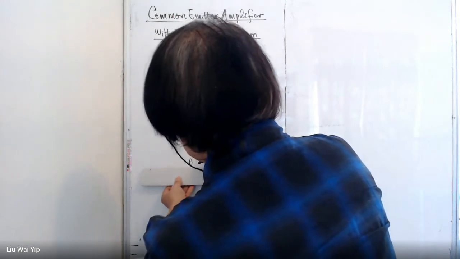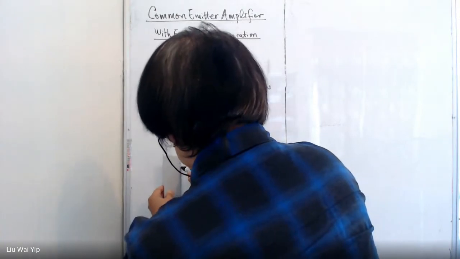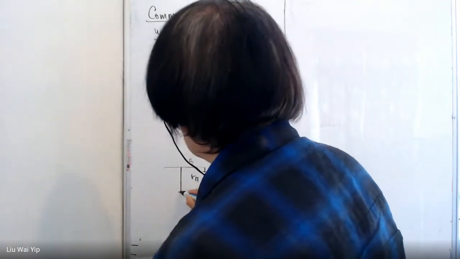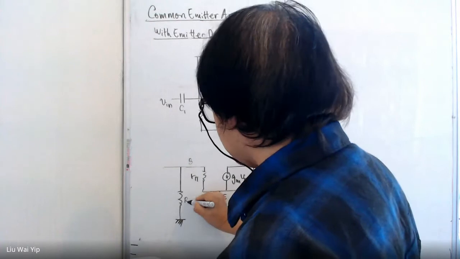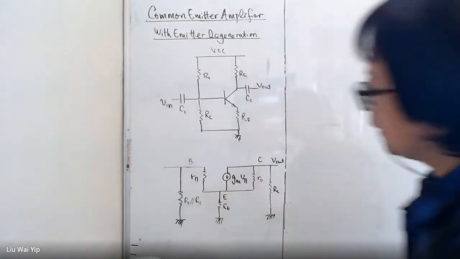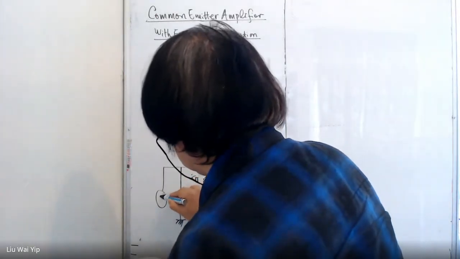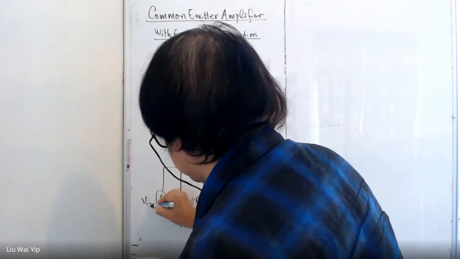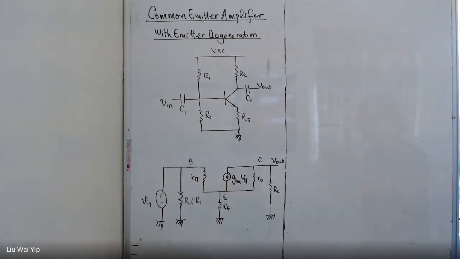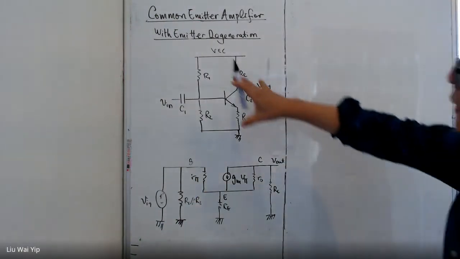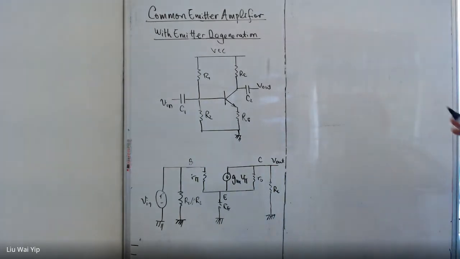So now the input will be tapped here, and we have a resistance at the input, and it is going to be R1 in parallel with R2. So this is the small signal model representing this amplifier. This amplifier is so-called common emitter with emitter degeneration.